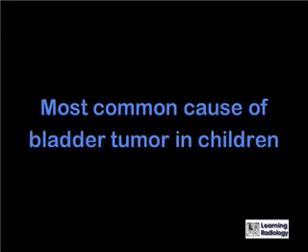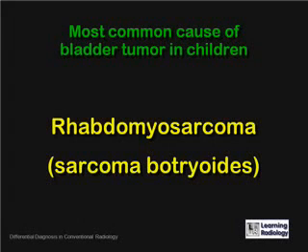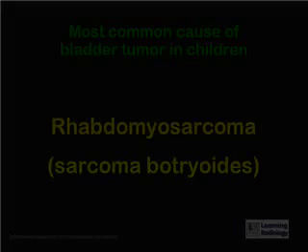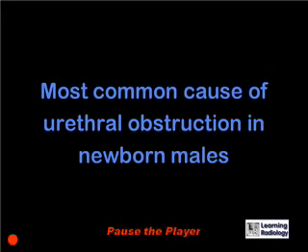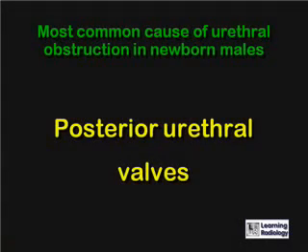What is the most common cause of a bladder tumor in children? A rhabdomyosarcoma, sarcoma botryoides. And lastly, what is the most common cause of urethral obstruction in newborn males? Posterior urethral valve.